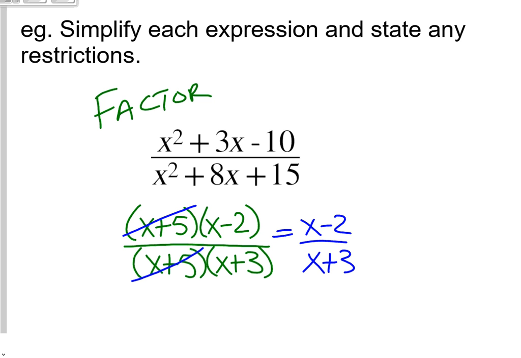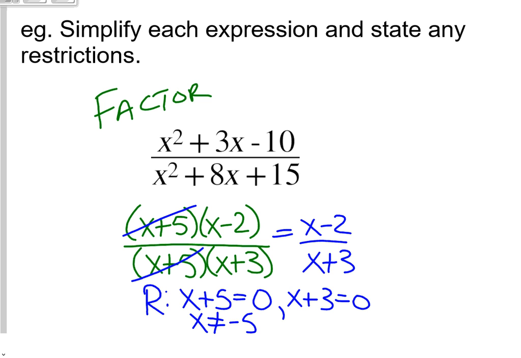Those are considered factors, each one of those, so we cannot cancel them out. They are not the same. So please do not go ahead and try to cancel out those x's. You are not allowed. But we can talk about restrictions. So our restrictions, there's actually two of them. The x plus 5 equals 0 means that x can't equal negative 5. And the x plus 3 equals 0 means that x can't equal negative 3.